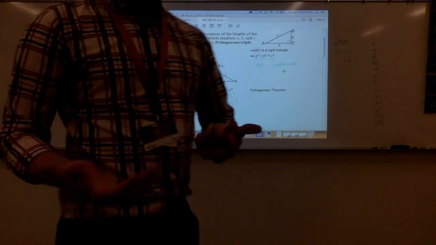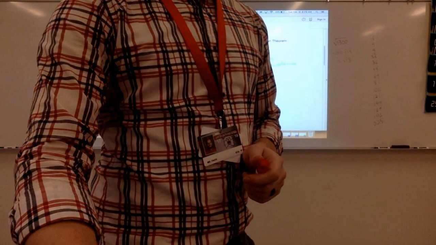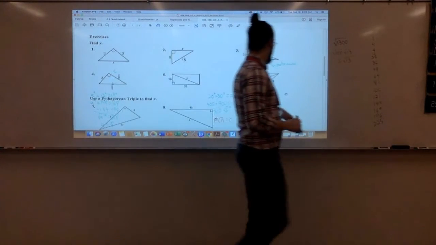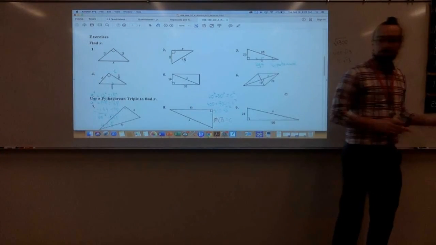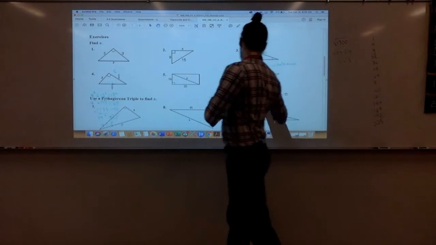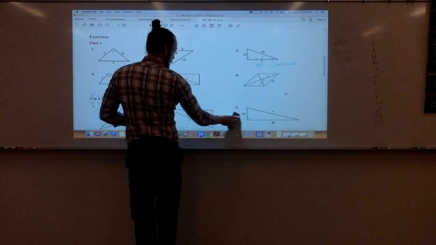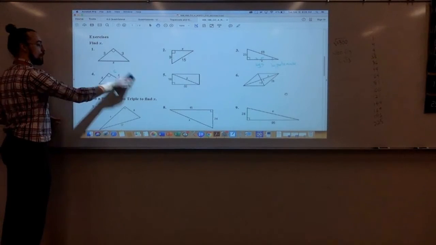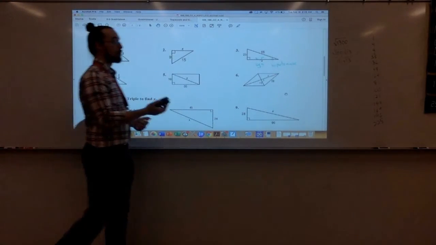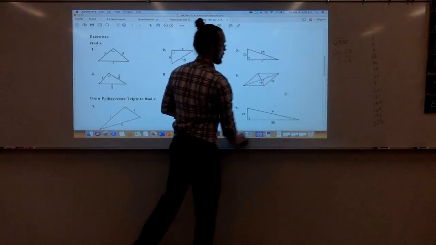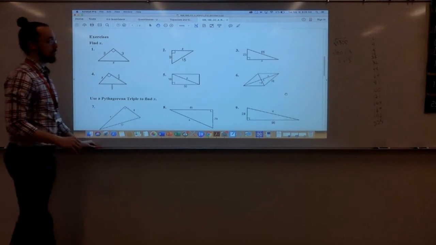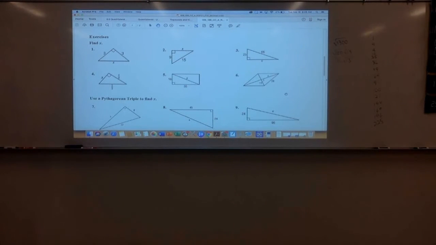Alright, let's take a couple of minutes and have you try a few of these down below here, including coming back to a rhombus. One of our properties of a rhombus was that the diagonals also form right angles. Plus, we get right triangles. So let's take a couple of minutes and try a few of these.